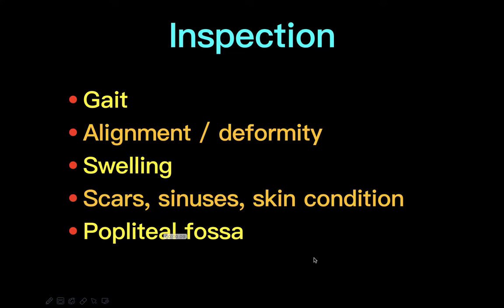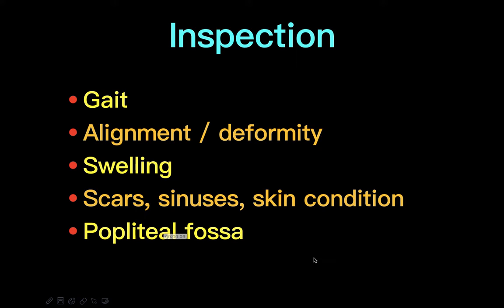Now the examination of the knee joint starts from inspection. First of all, we have to observe the gait of the patient. We ask the patient to walk on a flat surface, and we observe the gait of the patient from the front, from the side, and from the back.